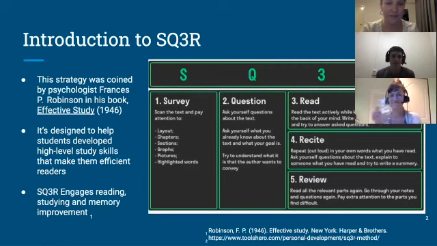It's designed to help students develop high-level study skills and make them better readers, more efficient readers. And it engages reading, studying, and memory improvement. Just a quick overview, we'll talk about it in more depth in just a bit. The first S stands for survey, it's the first stage. Then we go on to question, and the 3 R's are then to read, recite, and then review.